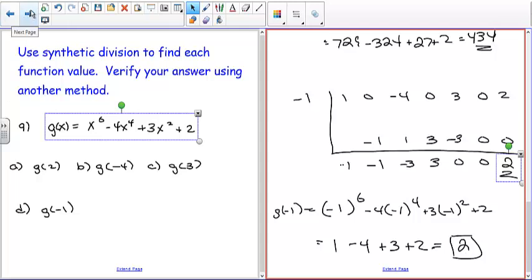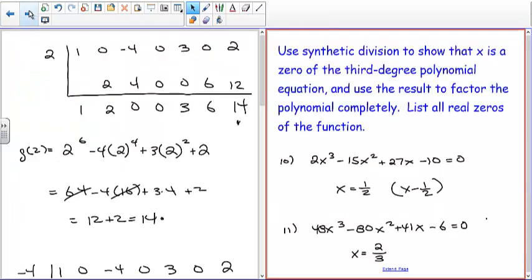Hopefully you're convinced that it works. Okay, next group of problems. Use synthetic division to show that the given x value is a 0 of the third degree polynomial equation, and use the results to factor the polynomial completely. List all real zeros of the function.